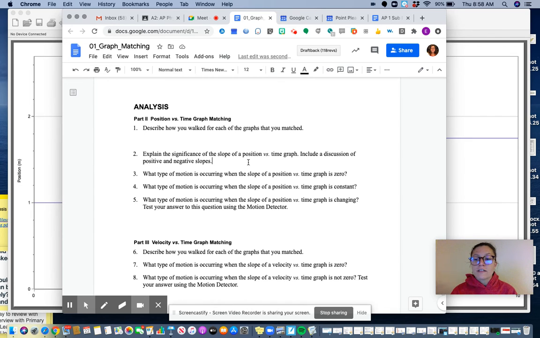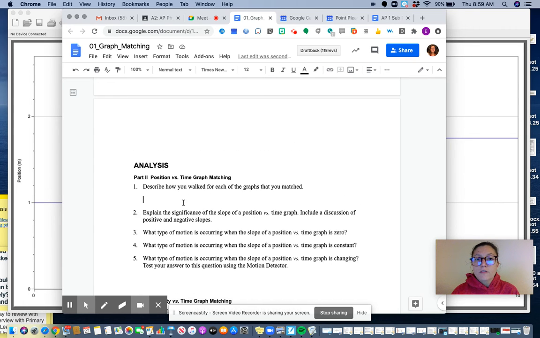Okay, so when possible, in 1 through 5, please reference any graphs or physical trials that you did while explaining your answers. And again, we're handing in 1 per group. It's important that we all collaborate on these analysis questions. Once you're done with part 2 analysis, we're going to head to part 3.